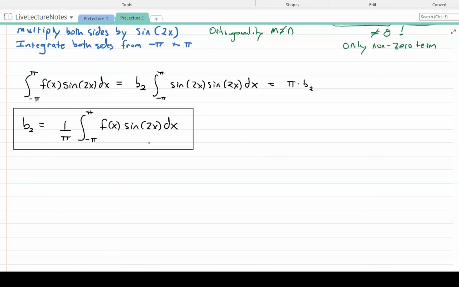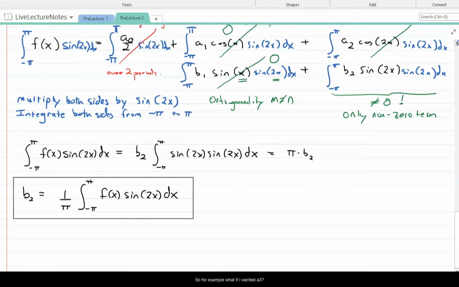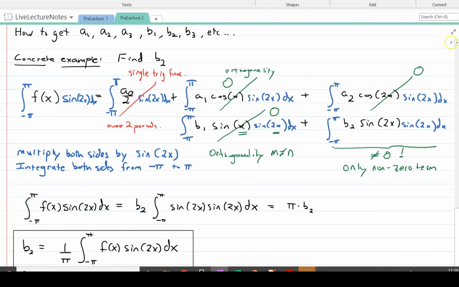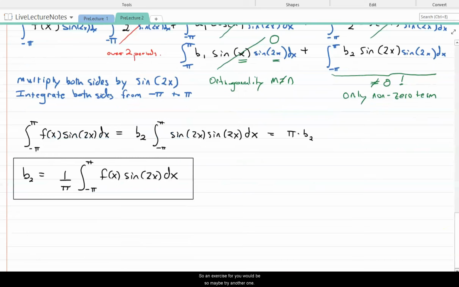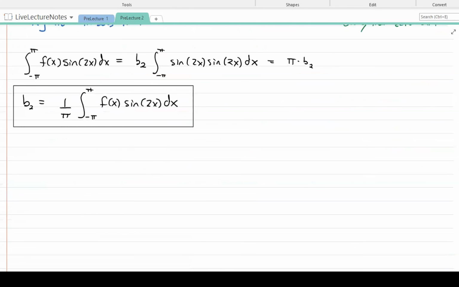Okay. Now you're wondering, well, what about b3 and what about a3? So hopefully you get the idea for how to do the others. For example, what if I wanted a3? Then I would multiply by cosine of 3x and do the integral. And what if I wanted b1? I would multiply by sine of x and do the integral. Okay, so if you're having trouble, maybe it's an exercise for you. So an exercise for you would be to maybe try another one.